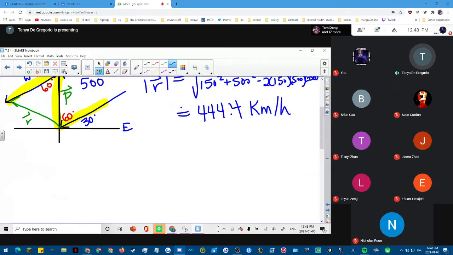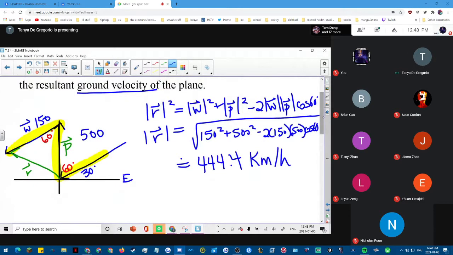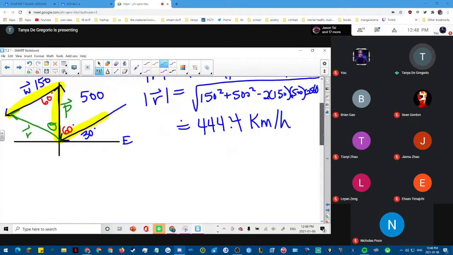Which angle am I looking for? Bottom one. What does bottom one mean? So between which two vectors? R and P. Beautiful. So the plane was traveling north, but now it's been pushed. We want to know to what angle. What direction is the plane flying now? And so we want that angle theta that I've indicated there in green.